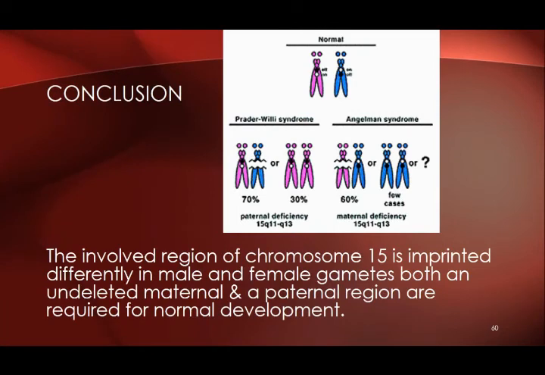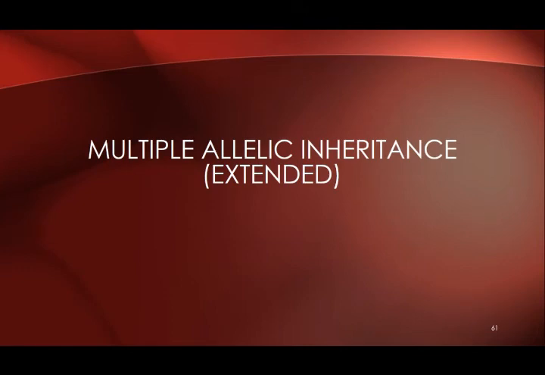Conclusion: the involved region of chromosome 15 is imprinted differently in male and female gametes. Both the undeleted maternal and paternal regions are required for normal development. So you need one from your mother, one from your father. Both of them are needed so that you can live naturally. If you lose one part of the mother's side or the father's side, you will have a disease, either Angelman or Prader-Willi. Multiple allelic inheritance.